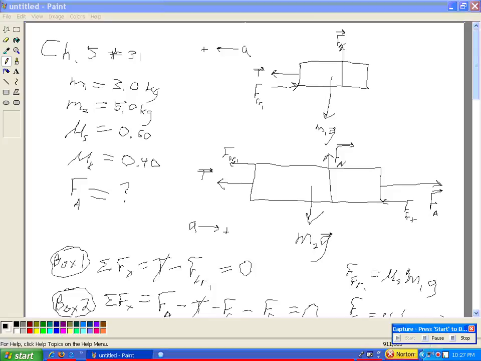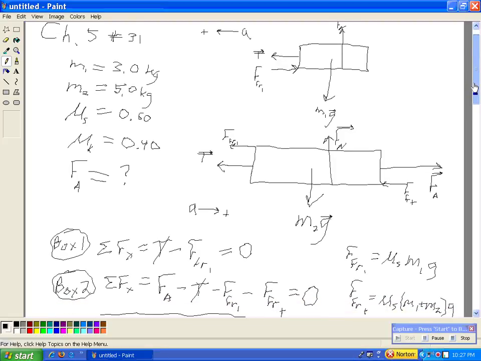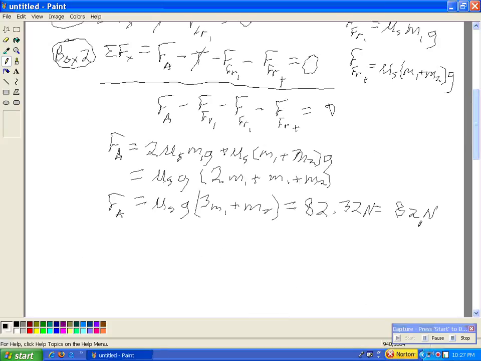Okay. So they're asking if you pulled 10% more than the minimum, then what would be the acceleration? So what was the minimum? The minimum down here was 80 newtons. So let's take 10% of that.